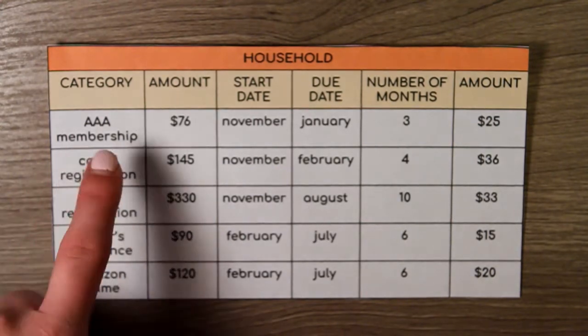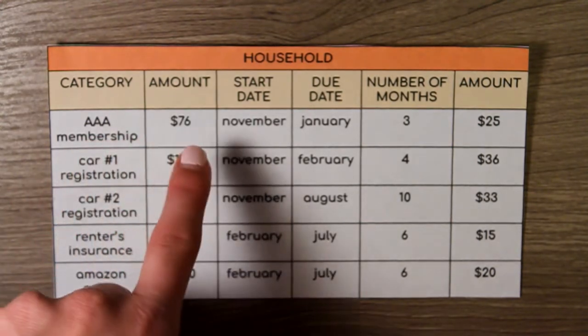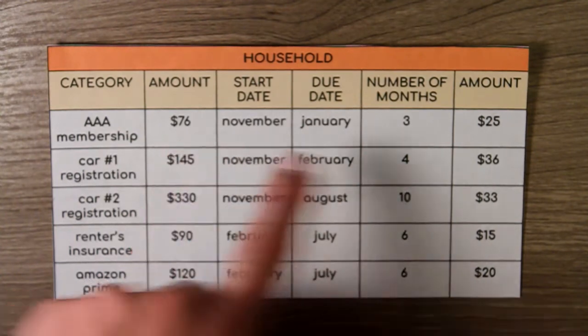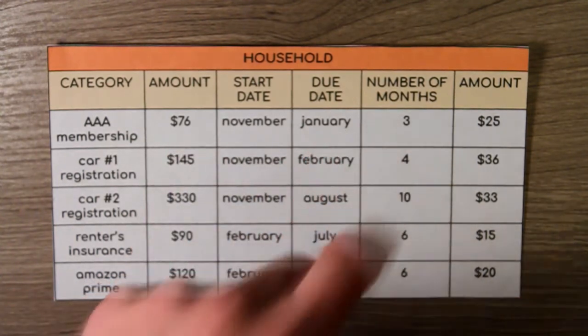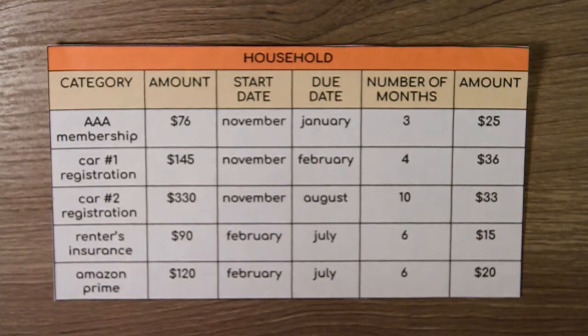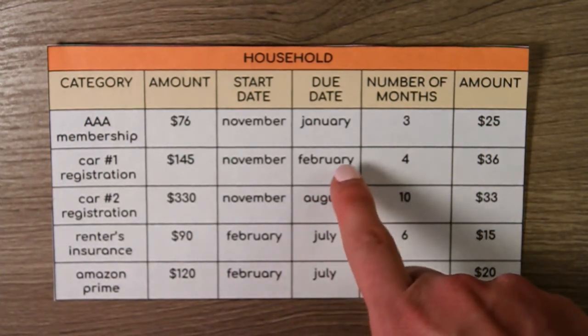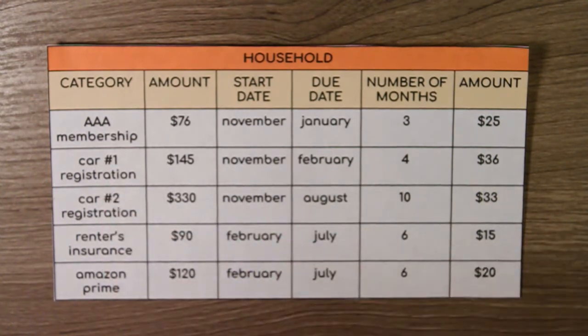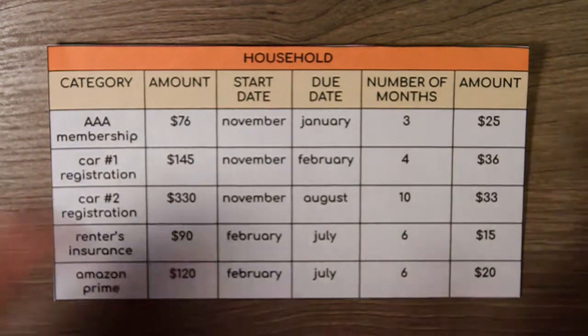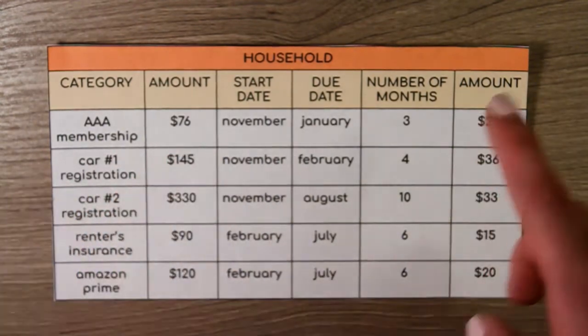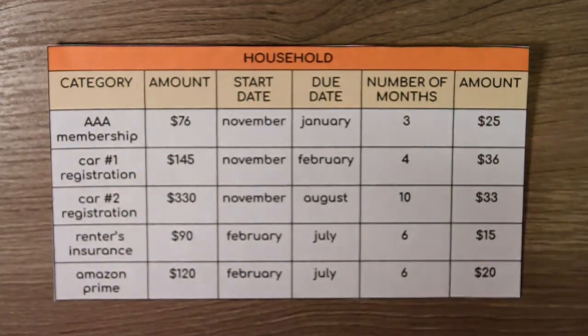So things, for example, our first one is our AAA membership. It is $76 a year and it is due in January. Our next one is our car registration number 1 is $145 and it is due every February, and so on. So what we like to do is we put a little bit of money each month into an envelope so that by the time we get to January, we're not trying to scrounge up for $76. We already have it in the envelope. We can take that cash out, put it into the bank, write the check, and send it off.